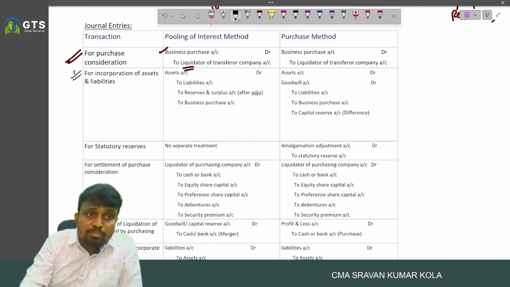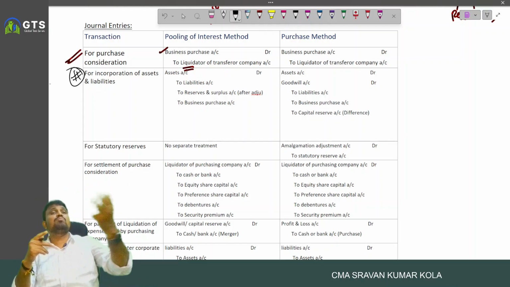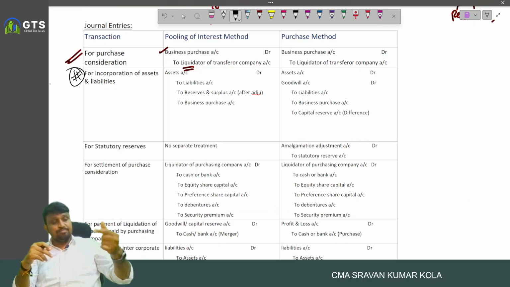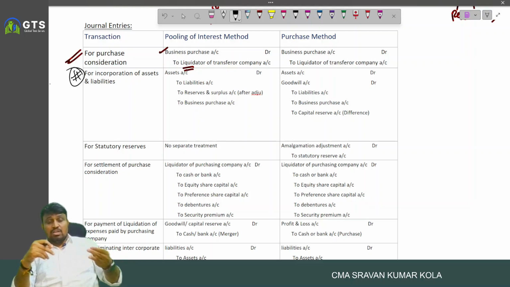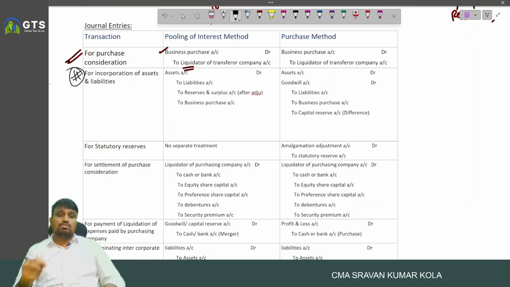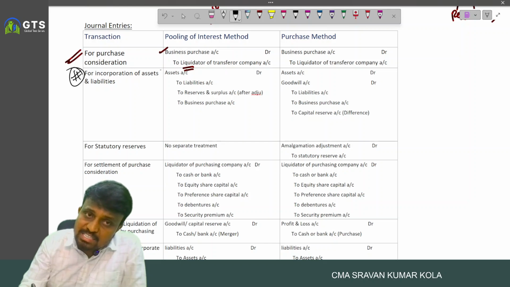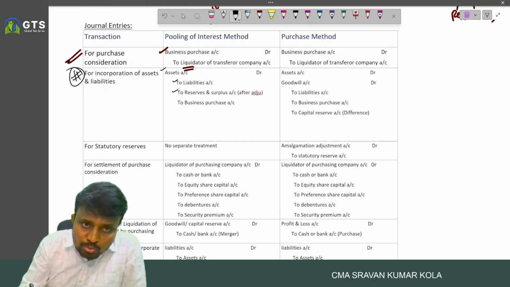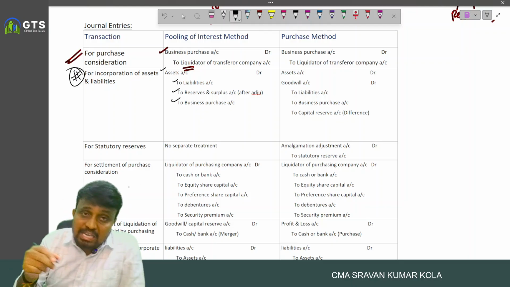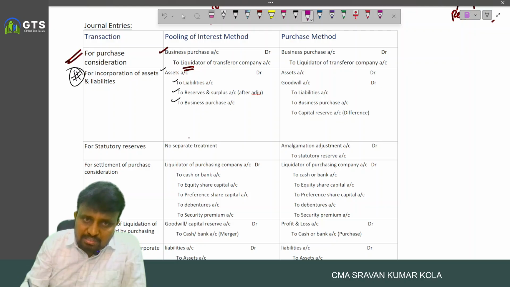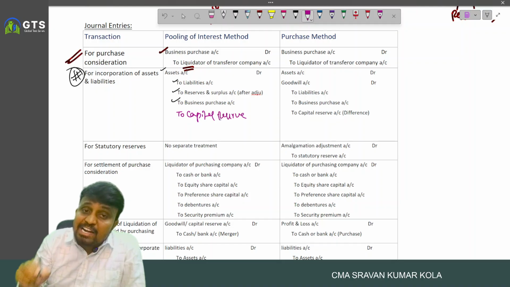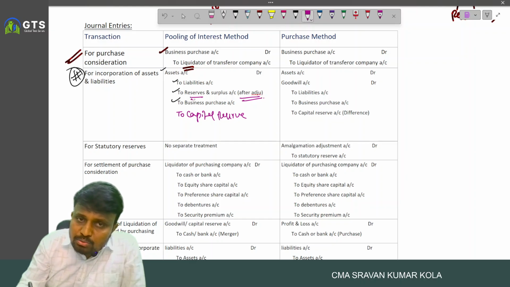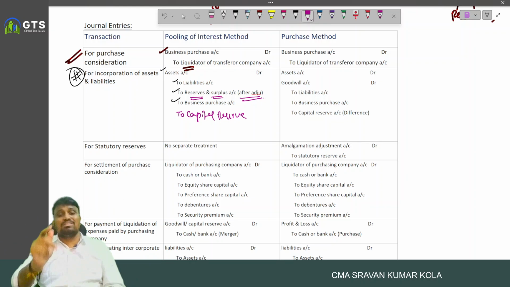And the second one, for incorporation of assets and liabilities. What do we get in case of the pooling of interest method? Assets, liabilities, reserves and surplus. In case of the purchase method, we get assets and liabilities only, at agreed prices. So, in case of the pooling of interest method, assets account debited, to liabilities, to reserves and surplus, to business purchase. If it is a capital profit, then it is credited to capital reserve. And if it is a capital loss, that is adjusted to reserves and surplus of transferor company.